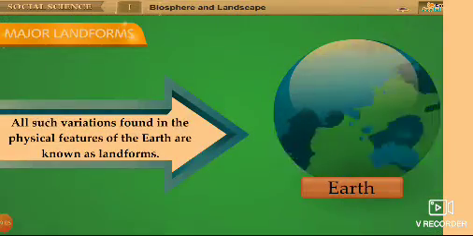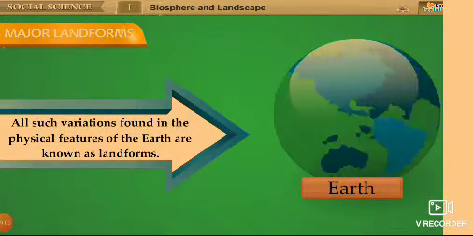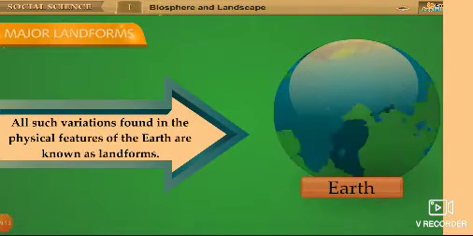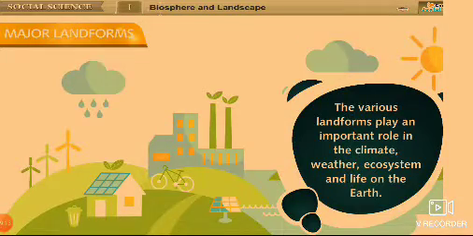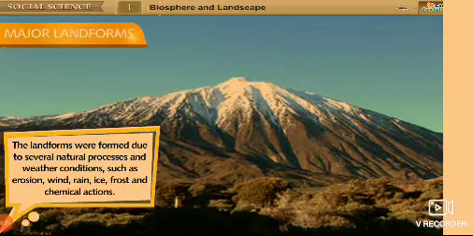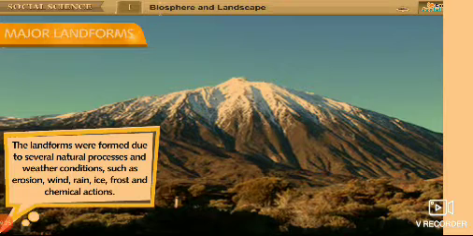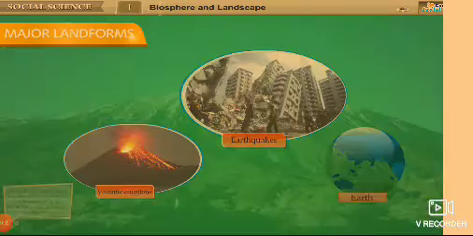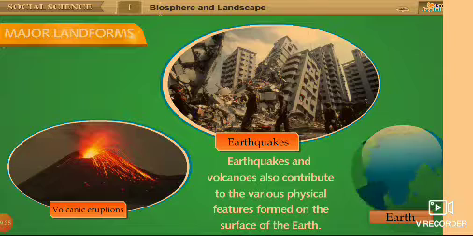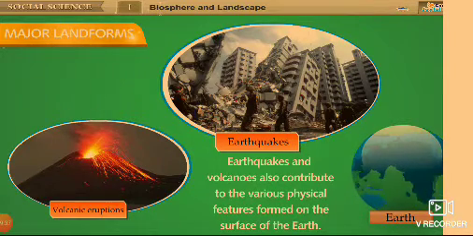All such variations found in the physical features of the Earth are known as landforms. The various landforms play an important role in the climate, weather, ecosystem, and life on the Earth. The landforms were formed due to several natural processes and weather conditions, such as erosion, wind, rain, ice, frost, and chemical actions. Earthquakes and volcanoes also contribute to the various physical features formed on the surface of the Earth.